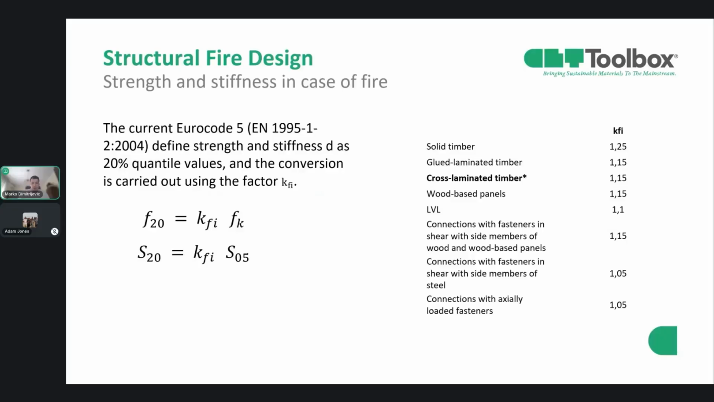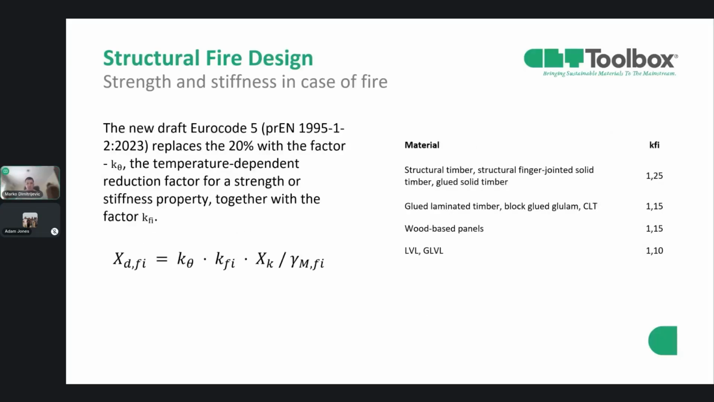Eurocode 5 also defines this factor for different materials. So, for instance, for cross-laminated timber, a value of 1.15 is taken from the Austrian National Annex because it's not stated in the current Eurocode. The new draft Eurocode 5 replaces the 20% with a factor k_theta, the temperature-dependent reduction factor for strength or stiffness property, and together they are used in this equation with the same k_fi factor, which is in this case defined for different categories.